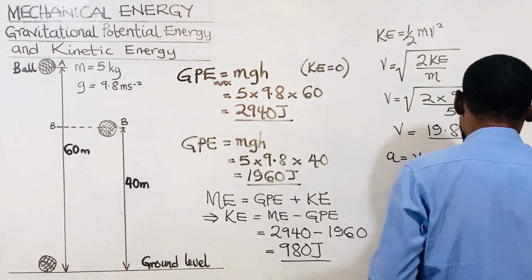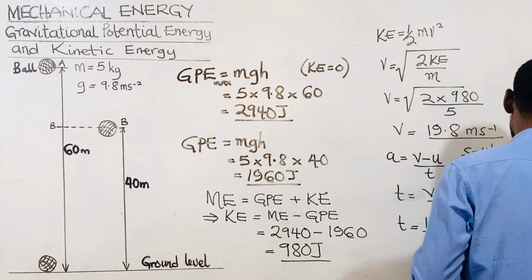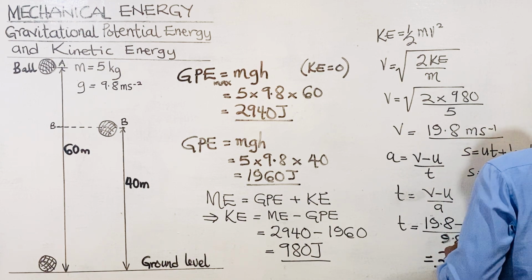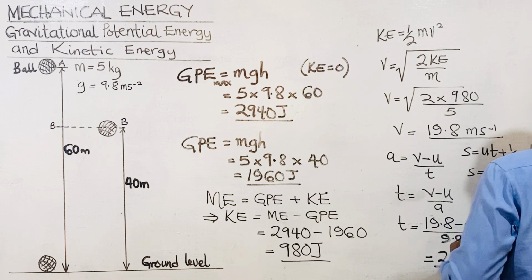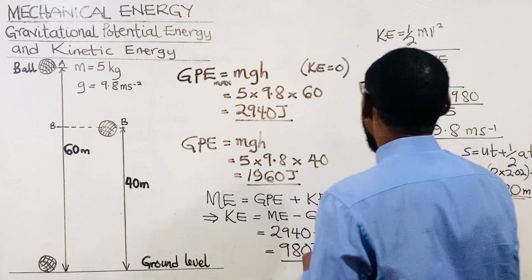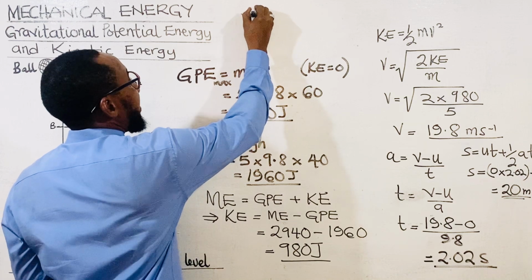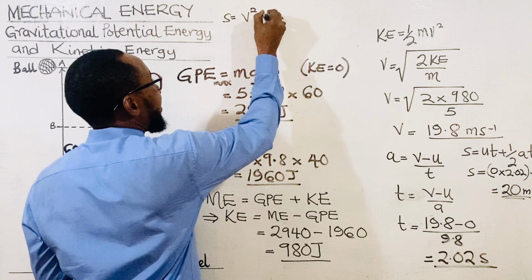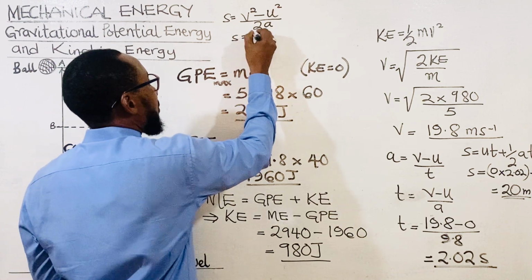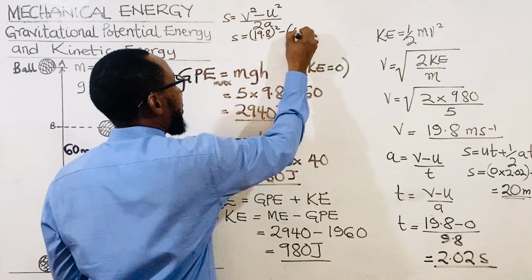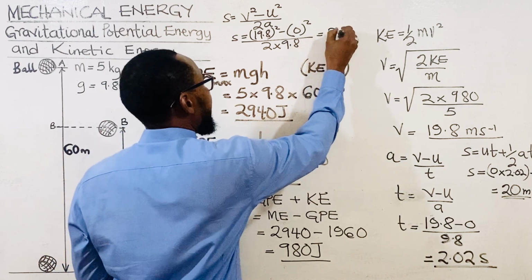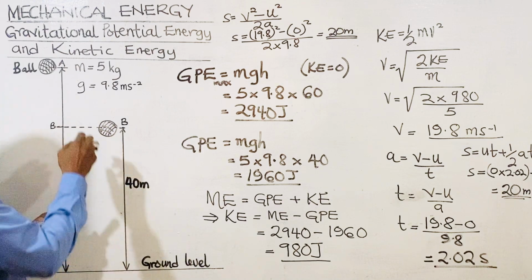So our distance is ut plus half at squared. Now what do we have here? Initial velocity of 0 times 2.02 plus half acceleration 9.8 and our time 2.02 squared. Now this gives us 20 meters. So we verify. Or alternatively, we can say our distance is final velocity squared minus initial velocity squared all over 2a, 2 times the acceleration, right? So s equals v squared, 19.8 squared, u squared is 0 squared, 2 times 9.8. Now what do we have here? This will give us 20 meters. And that is the distance that the object has fallen from point A to point B.